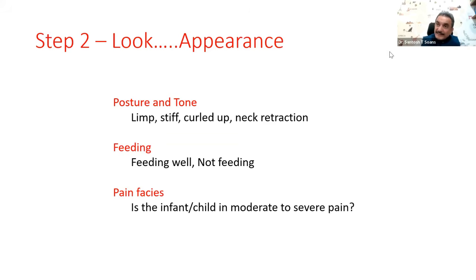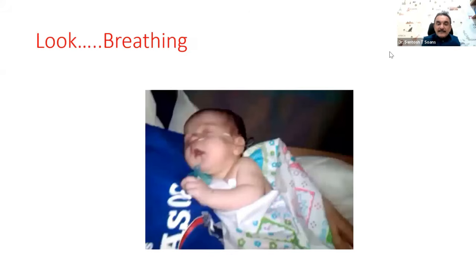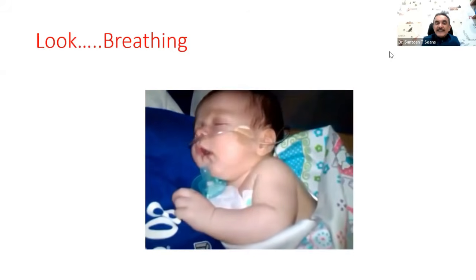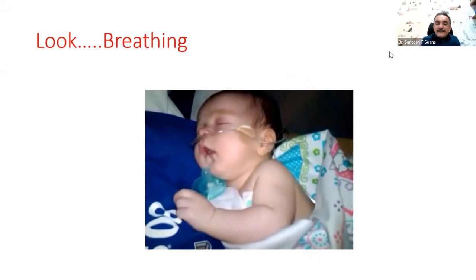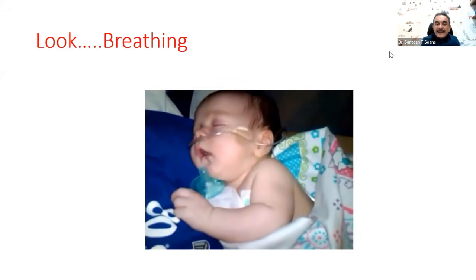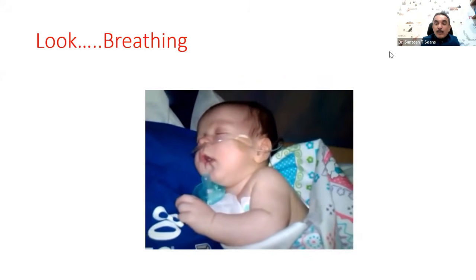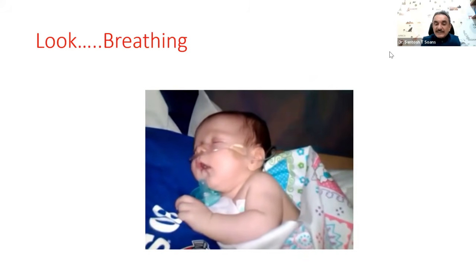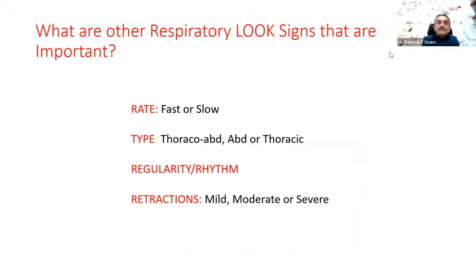As you practice seeing these patients, you will be able to see whether this child is in mild or moderate distress. See here, look at the breathing. See, this child is having head bobbing. Head bobbing is there. So this is actually they're about to get into respiratory failure. You should not allow any child to go to this stage. It is very important. So other respiratory signs are whether the child has got tachypnea or bradypnea, slow breathing.